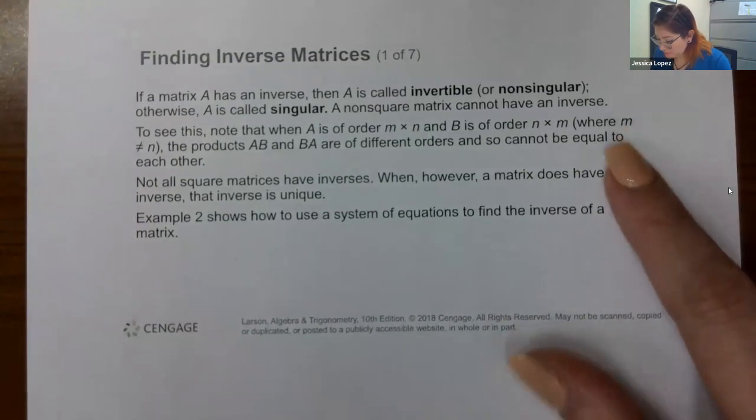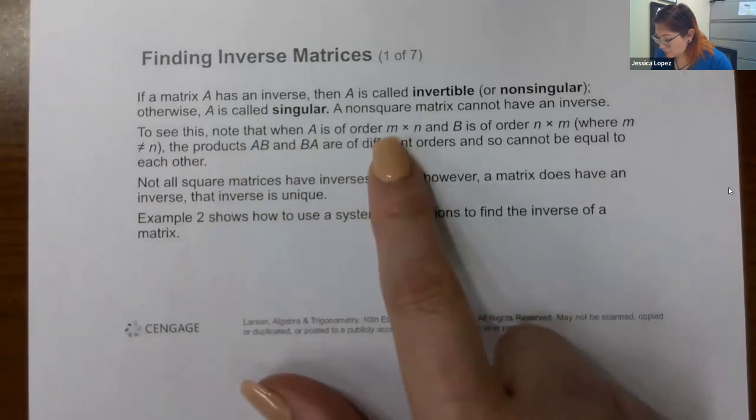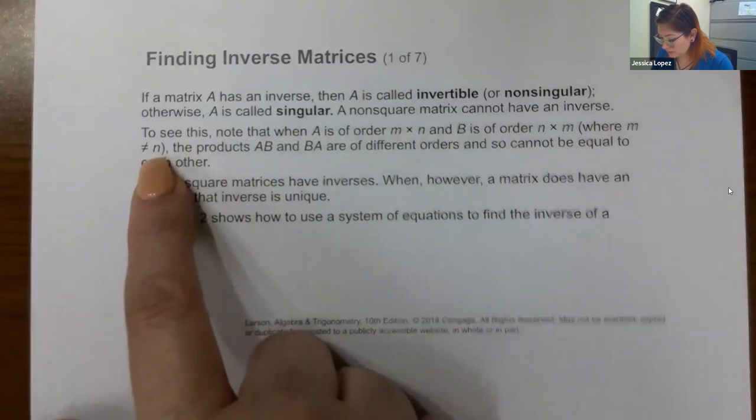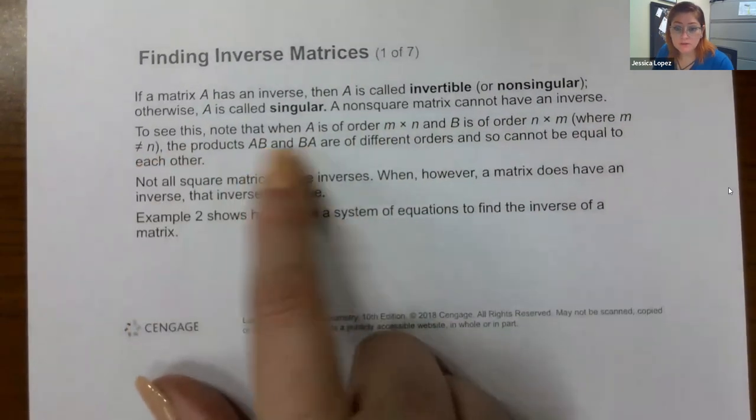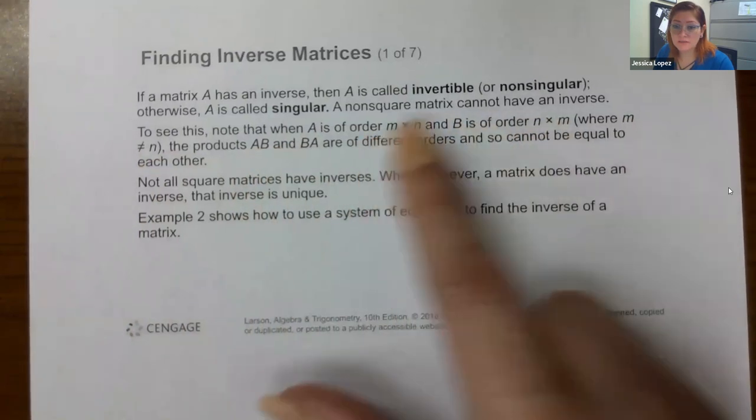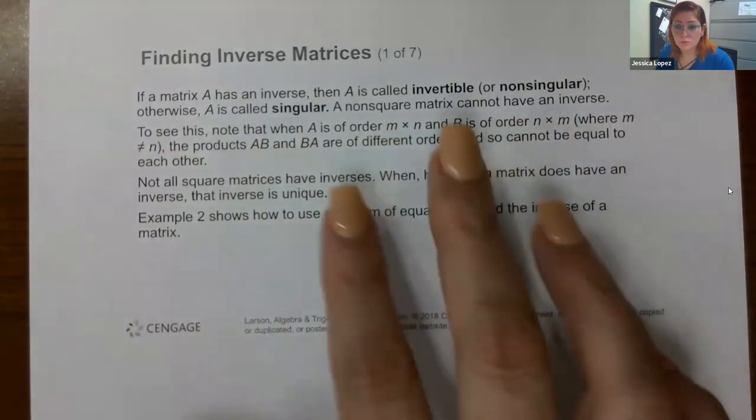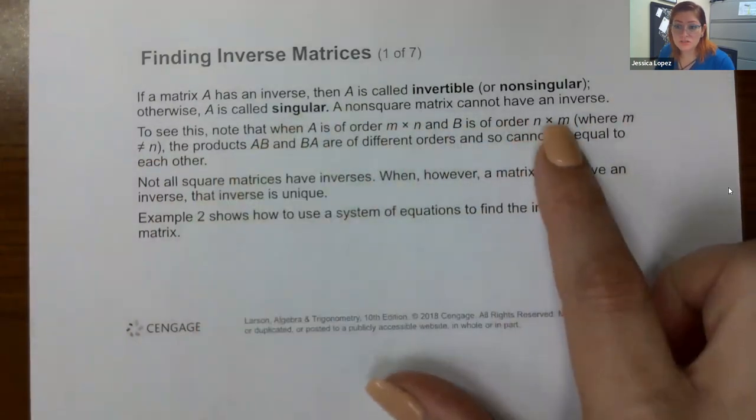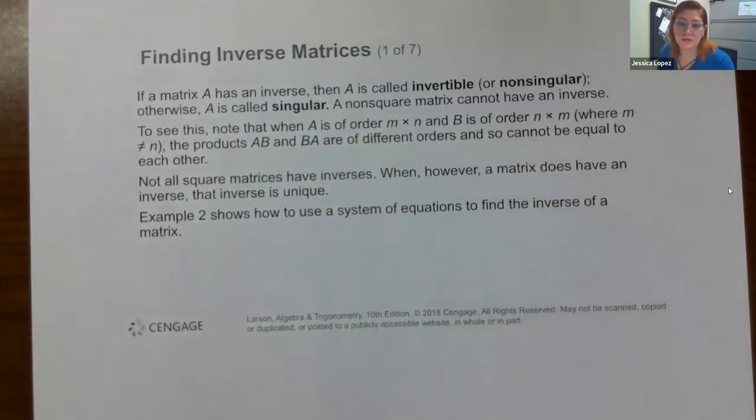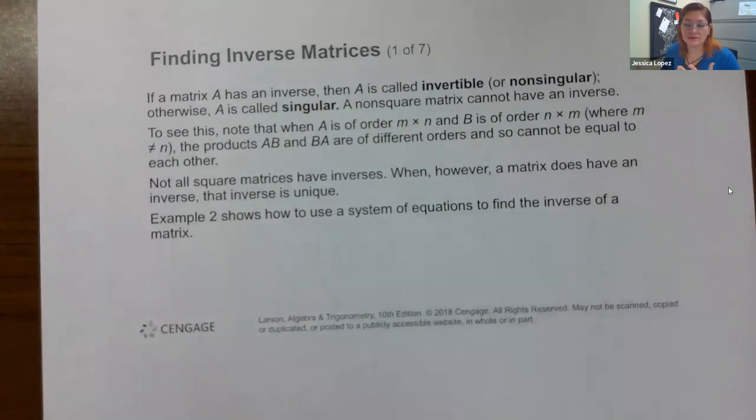So here it says, to see this, note that when A is of order M by N and B is of order N by N, where M does not equal N because they're not square, right? Then these products are going to have different orders. So if I multiply A first and B next, it's going to have an M by M result. Whereas if I swap the order, then it's actually the N's that will cancel and I'll end up with an N by N after I multiply. And those are not the same, right? Because they would be totally different degrees, okay?